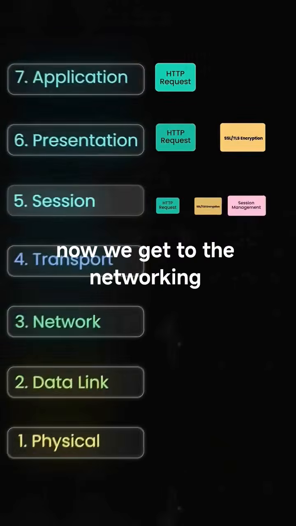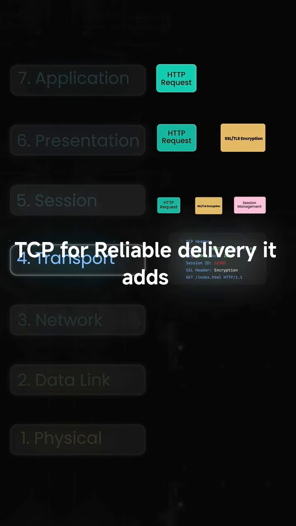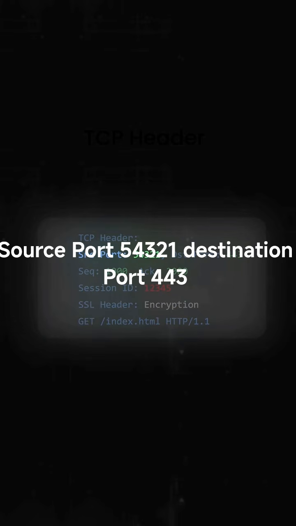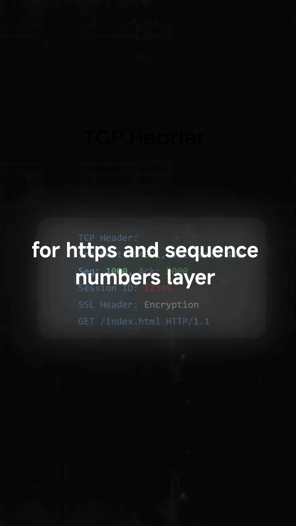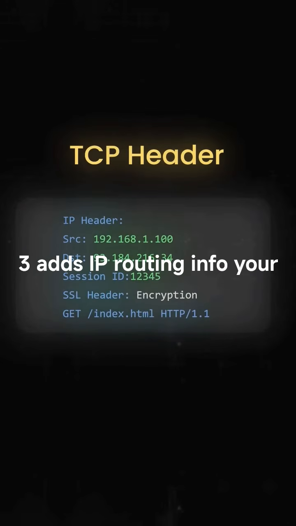Now we get to the networking layers. Layer 4 wraps everything in TCP for reliable delivery. It adds source port 54321, destination port 443 for HTTPS, and sequence numbers. Layer 3 adds IP routing info.